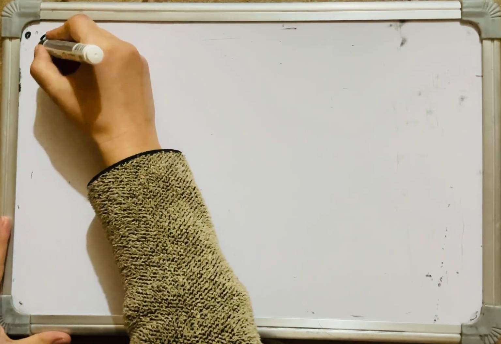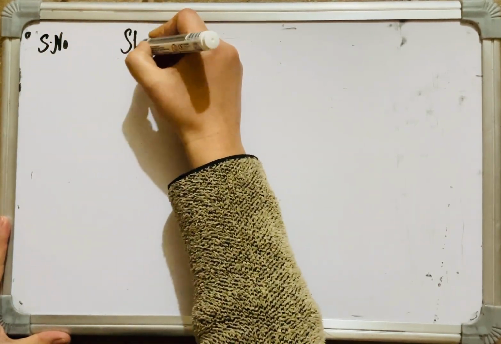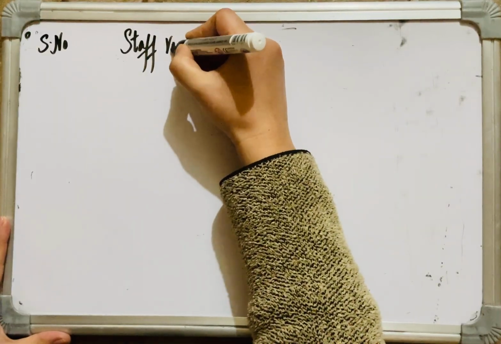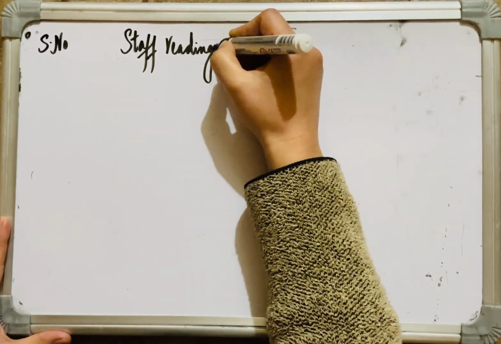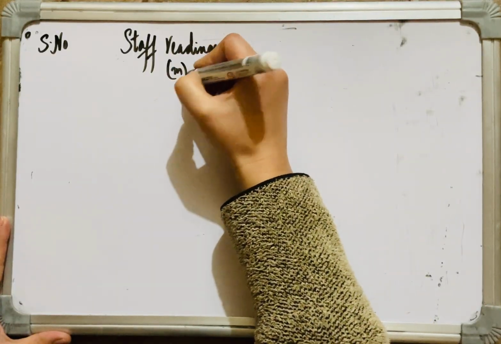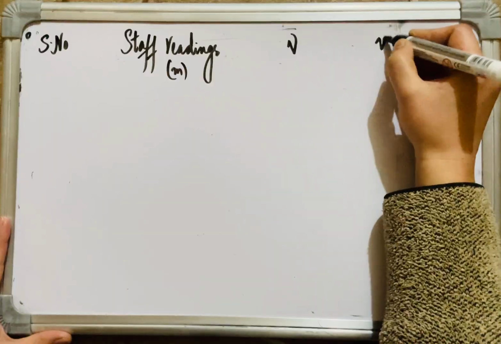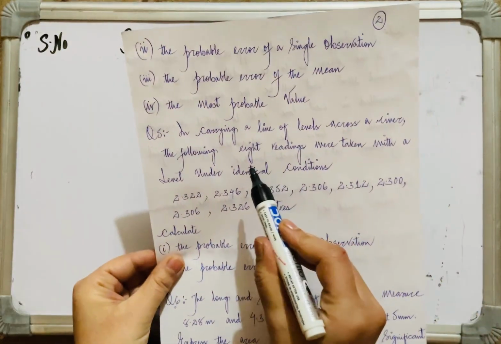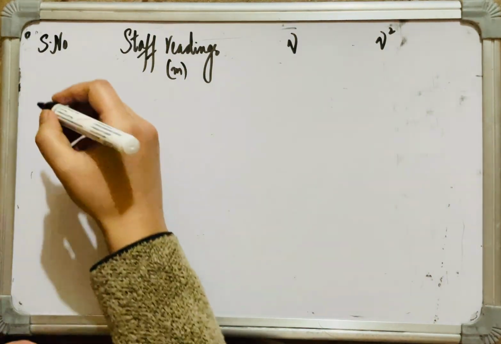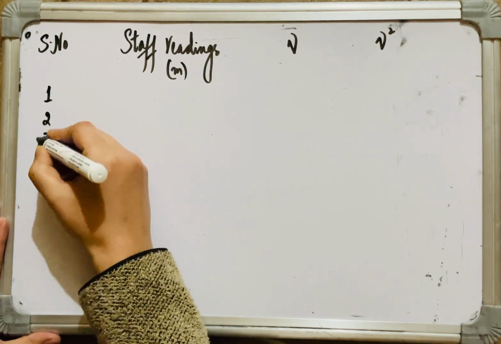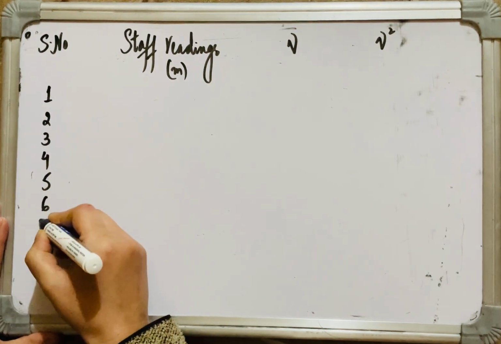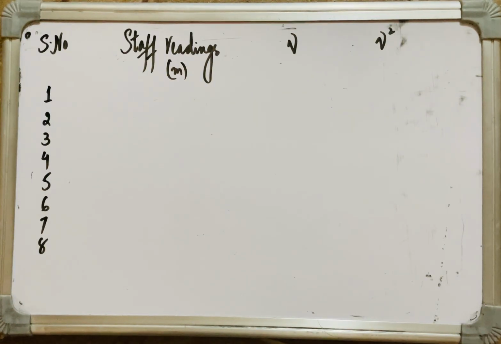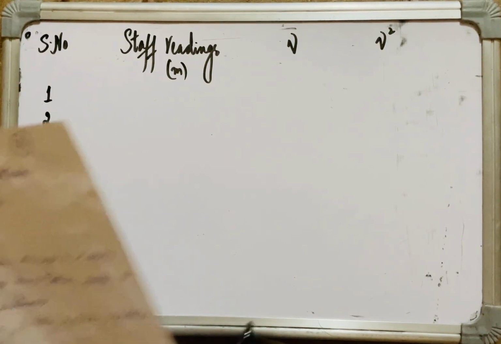All right. So again, I'll be making a table: serial number, staff readings, then the residual and square of the residual. How many readings have been taken? 8 readings. All right. 8 readings have been taken, and the staff readings have been given as these.